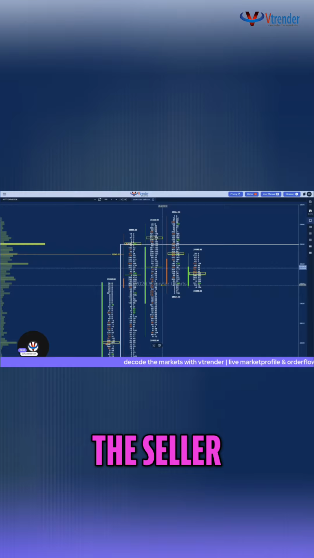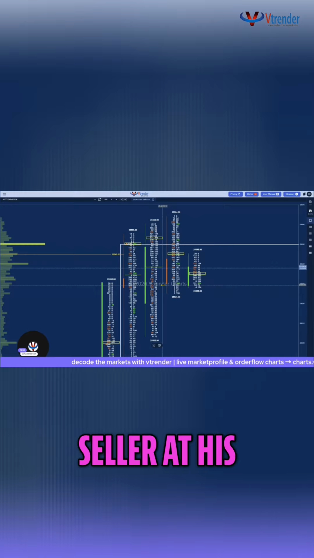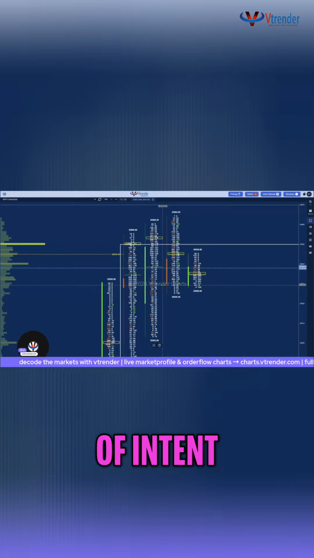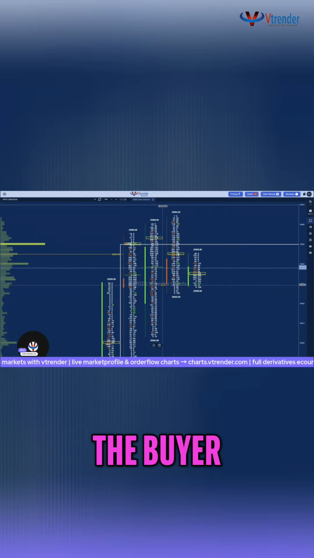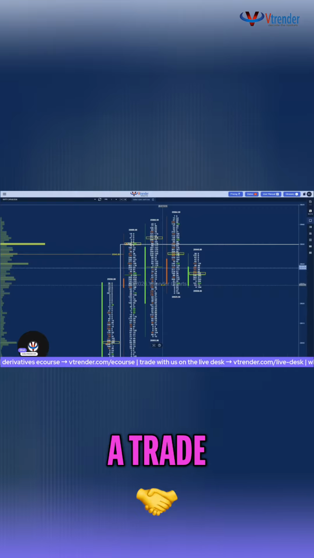Price only moves when either the buyer or the seller agrees to enter a market order and meet the seller. The buyer meets the seller at his price. There is some kind of intent shown on the part of the buyer, and he agrees to meet the seller at the price at which he has put the order on the screen. And that's the time you say that there is a trade which is happening.